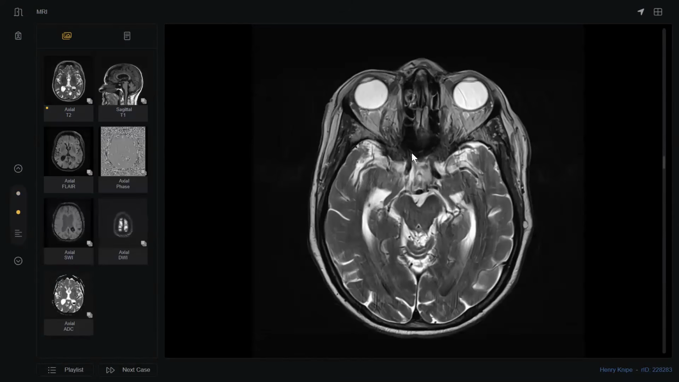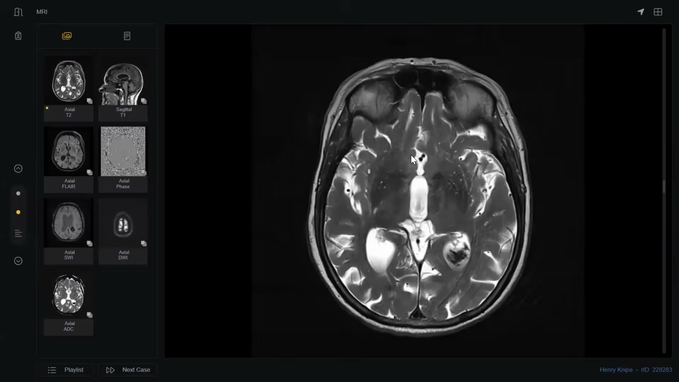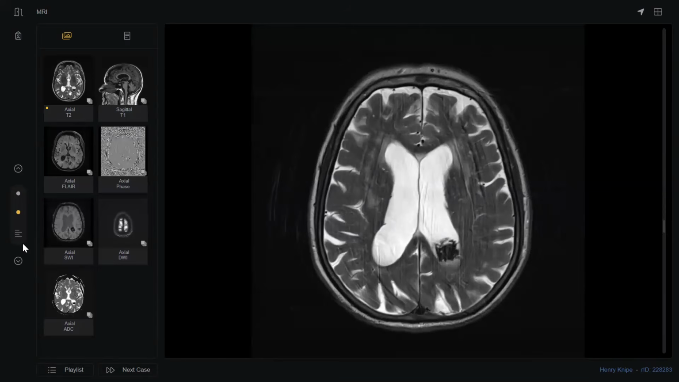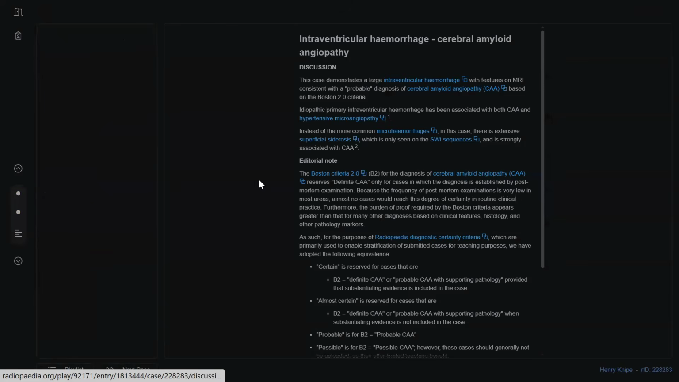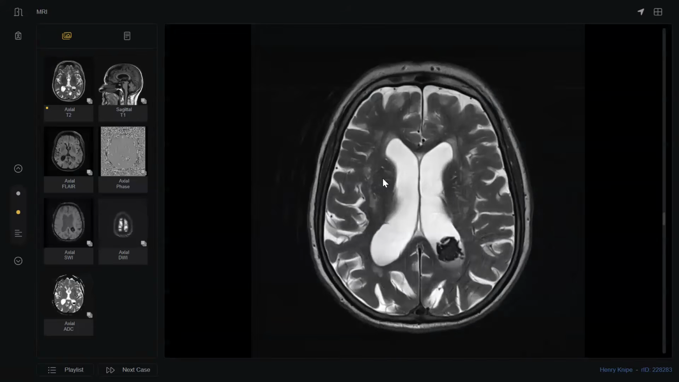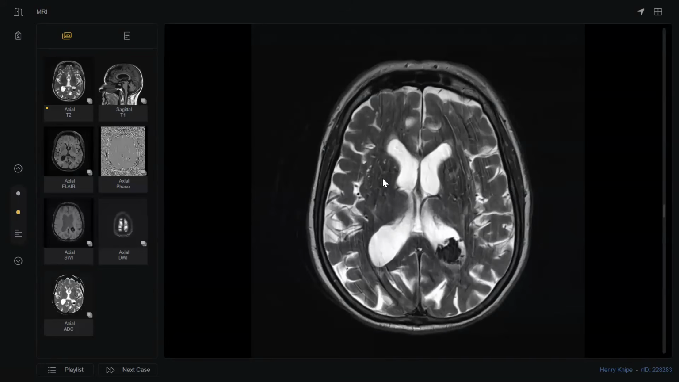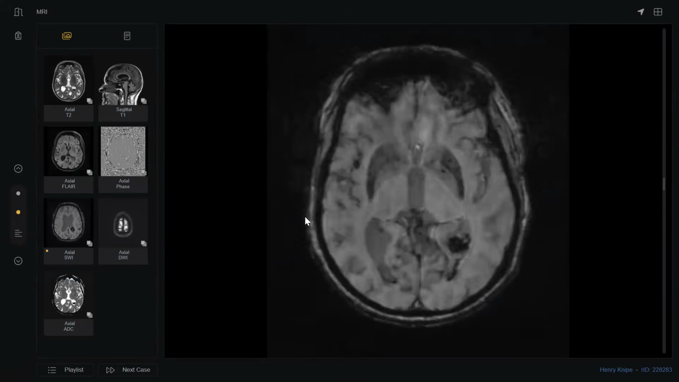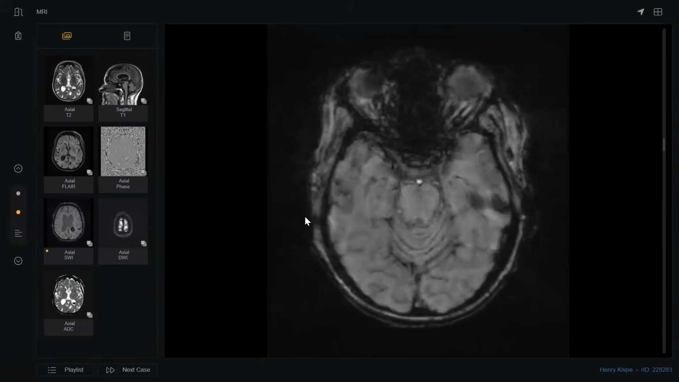What happened here, my colleague? I gave him a typical sequence for this intraventricular hemorrhage. By the way, it is an intraventricular hemorrhage due to cerebral amyloid disease. What happened here? Dark T2. So it's really confusing. It may be due to many causes. Then he asked for susceptibility.